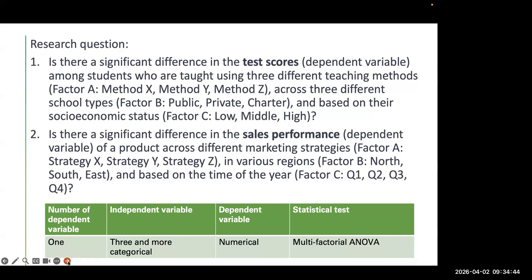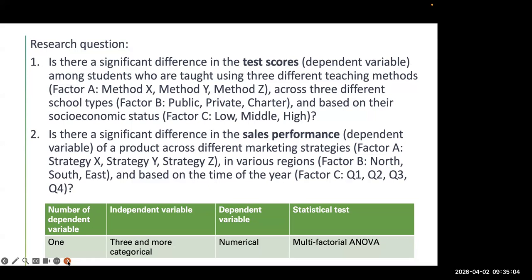Now I have three independent variables, which are categorical. My dependent is one outcome, which is measured numerically. So in this case, I have to use multifactorial ANOVA. Okay, because I have more than two.